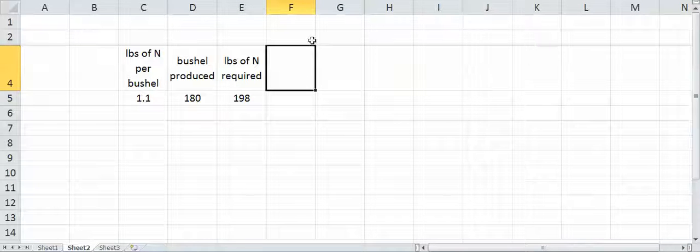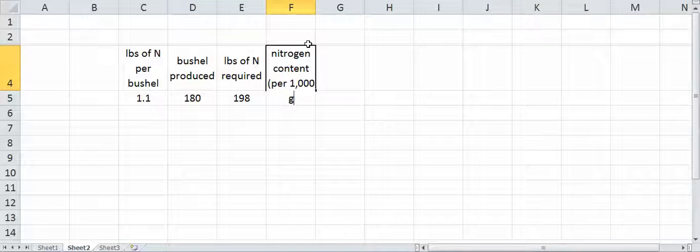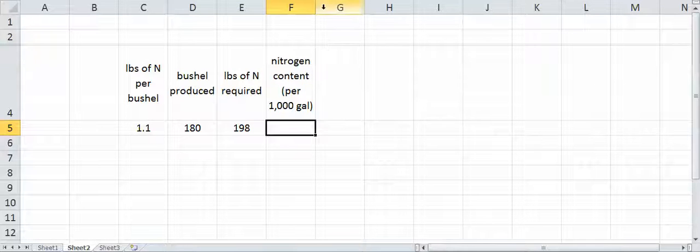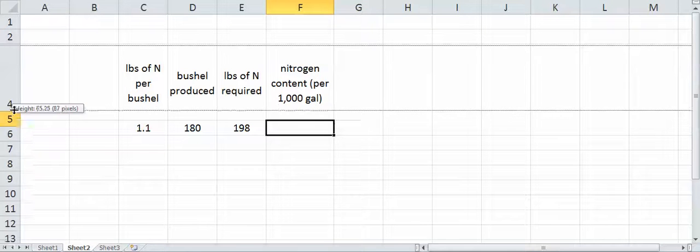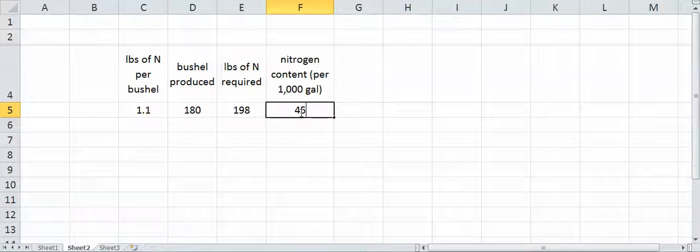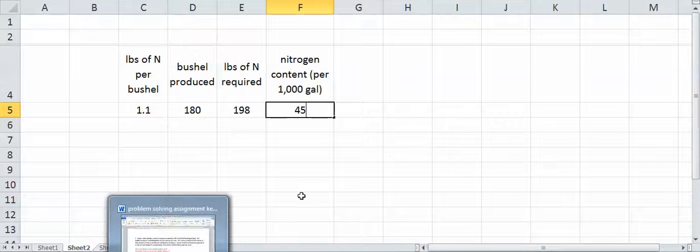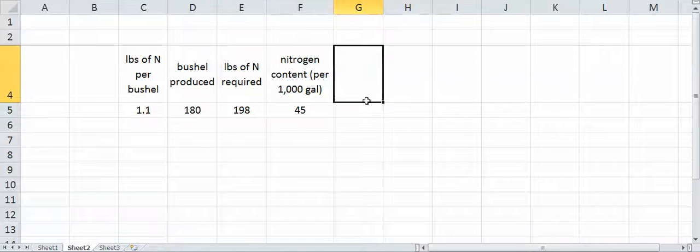Okay, and the manure, the nitrogen content of manure, that's given to us. And I'm just going to call this per 1,000 gallon. It was 45 pounds of N per 1,000 gallons. Now let's go back to the problem. So first of all, I want to figure out how many gallons of manure per acre I need.